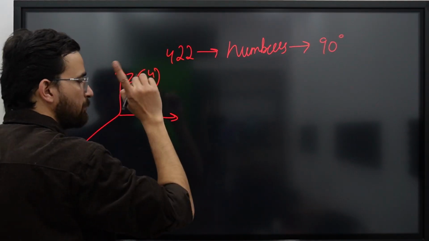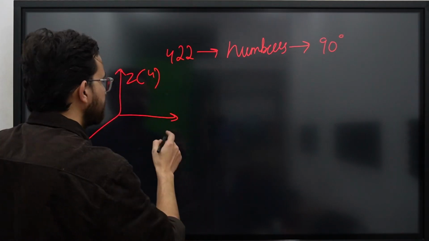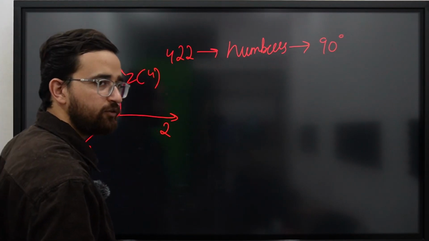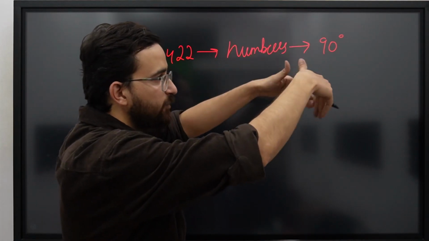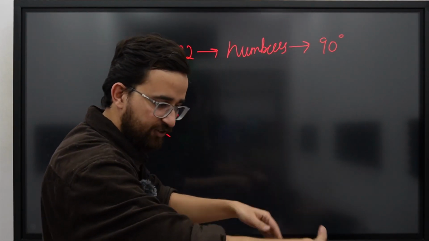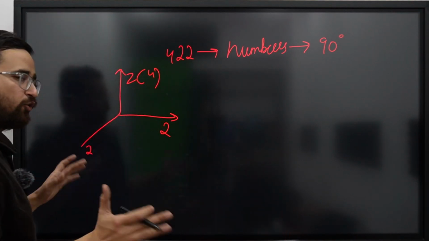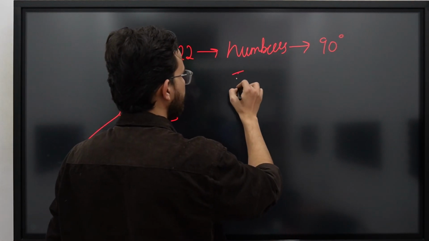Now you keep the maximum order of rotation as the vertical. So I kept the fourfold vertical and I kept the twofold horizontal. In your room, your pillar became the fourfold and the edges on your floor became the twofold axis. Okay, no issues. Now let us generate the top view.